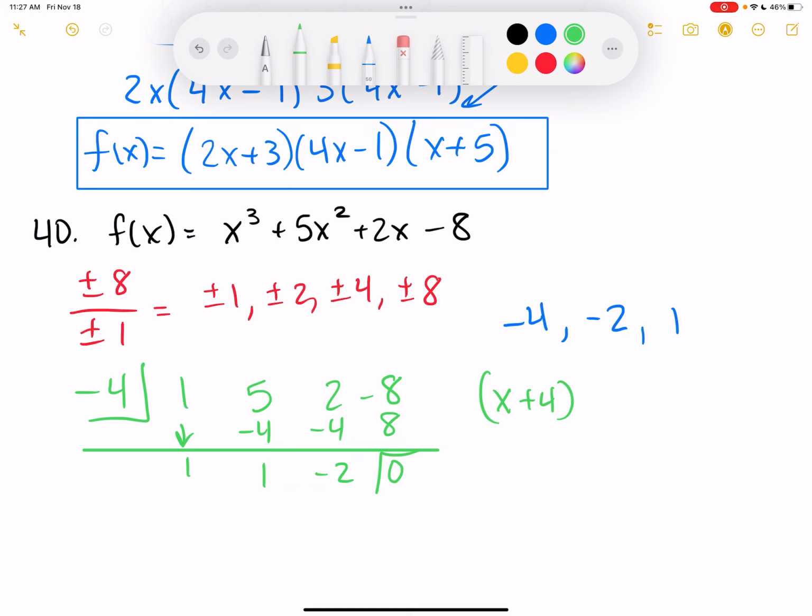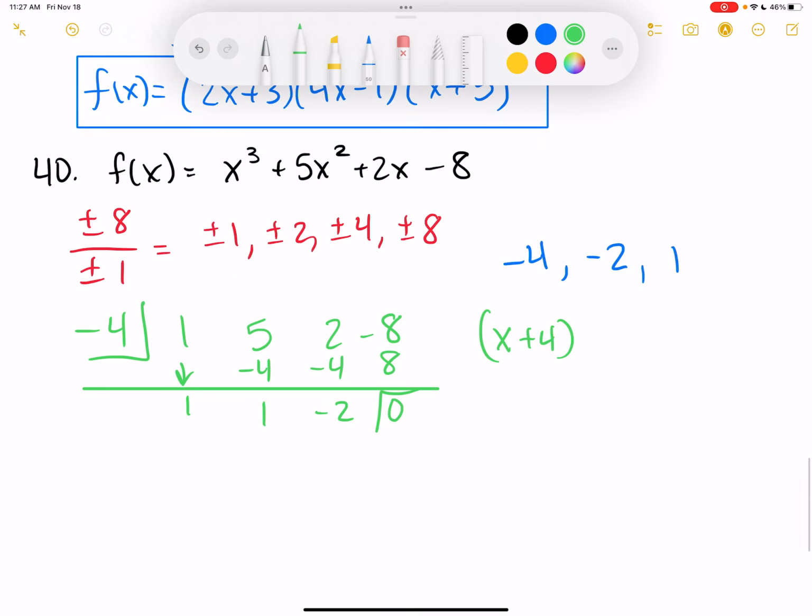Because remember, we have to move it over. So then you have a couple options. Now that this is x squared plus x minus 2, you can either just factor this yourself, like you would normally factor, or you can do more synthetic.